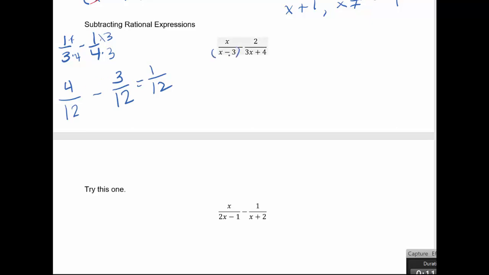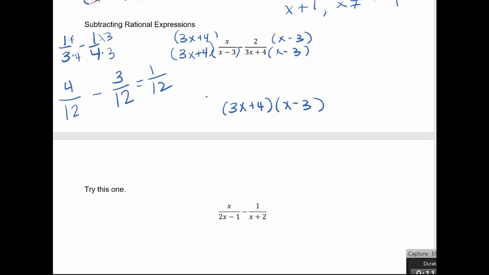Here we're going to multiply the top and the bottom by 3x plus 4. And then on the other side, we're going to multiply by x minus 3. So your denominator is 3x plus 4 times x minus 3. Your numerator, you're going to distribute your x. So x times 3x is 3x squared. 4 times x is 4x. Then we have a negative 2 times x. Negative 2 times negative 3.